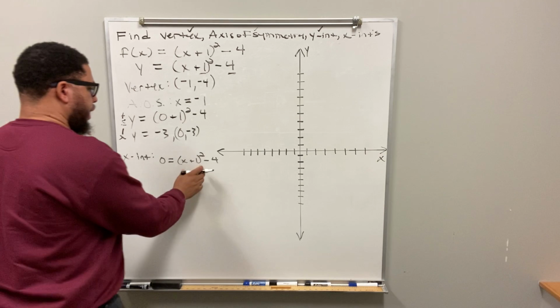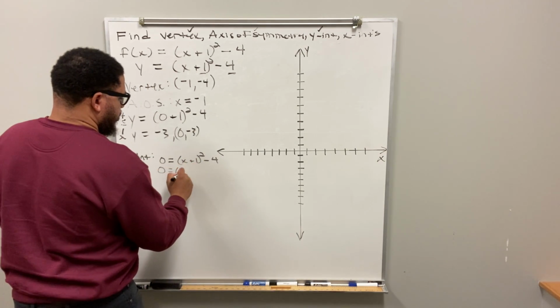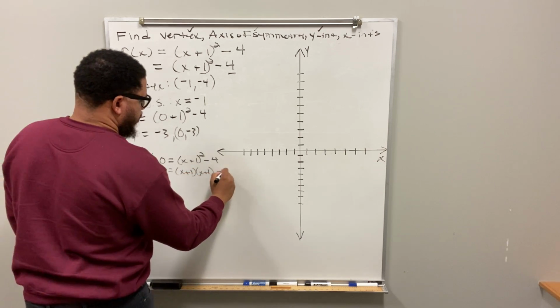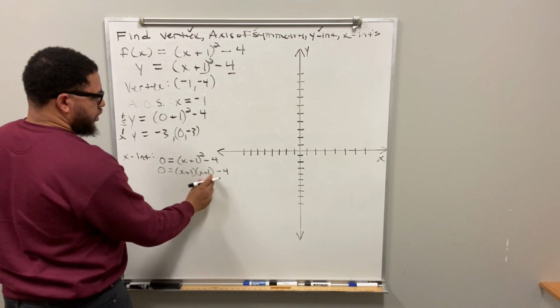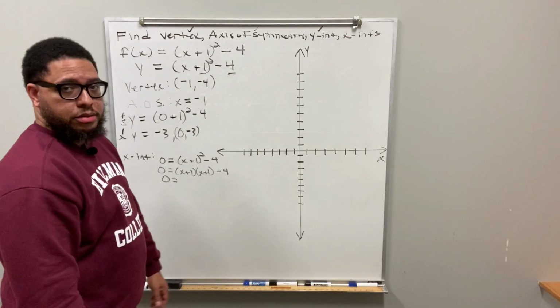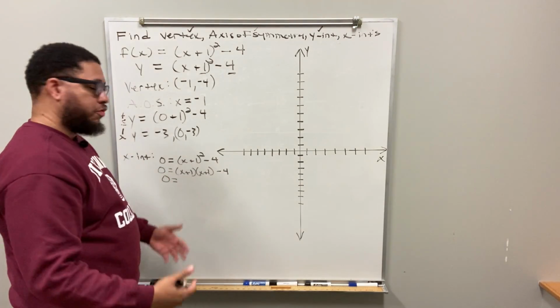So first I got to expand this, right? So I do 0 equals x plus 1 times x plus 1 minus 4, right? Because x plus 1 squared is the same thing as x plus 1 times x plus 1. So I'm going to do a little bit of FOIL method, which you're probably familiar with already. The FOIL method. FOIL like aluminum foil.